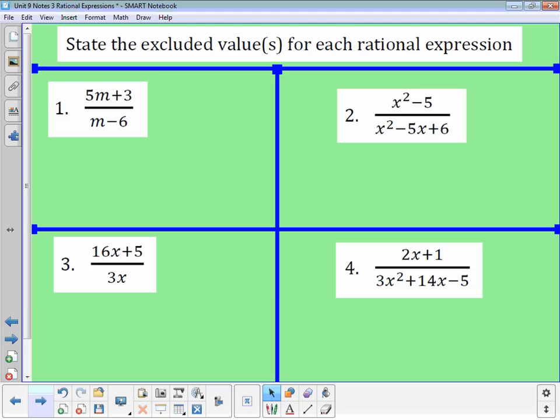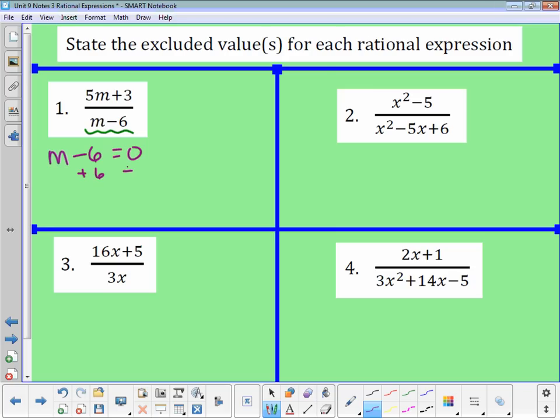So I'm concerned with the denominator here. I have a denominator of m minus 6, so to figure out what is excluded, I'm going to set it equal to 0, because that's what it can't be. It can't be something that's equal to 0. So I have m minus 6 is equal to 0, and we all know how to solve this. Add 6 to both sides, m equals 6.